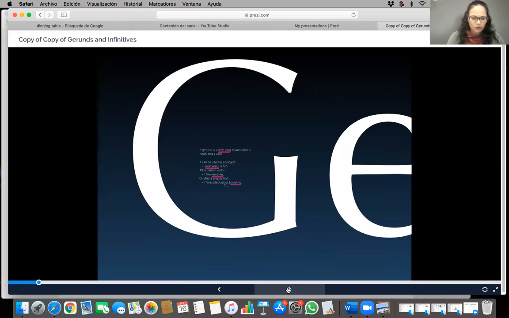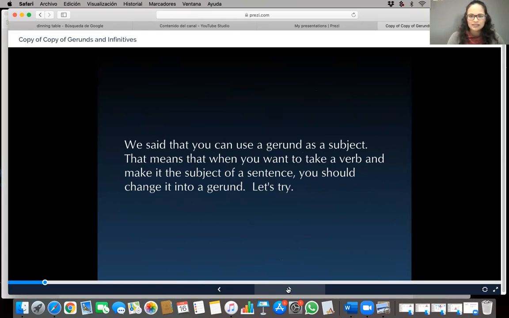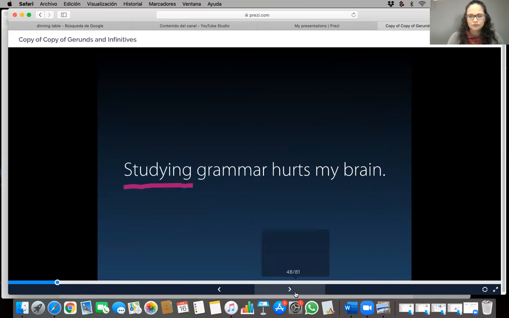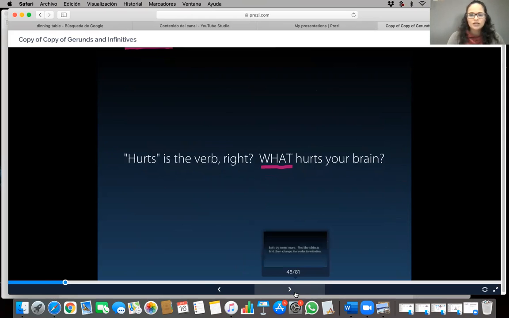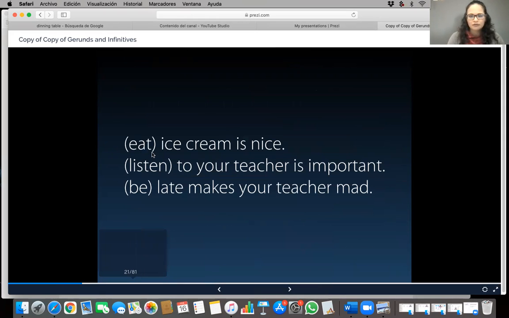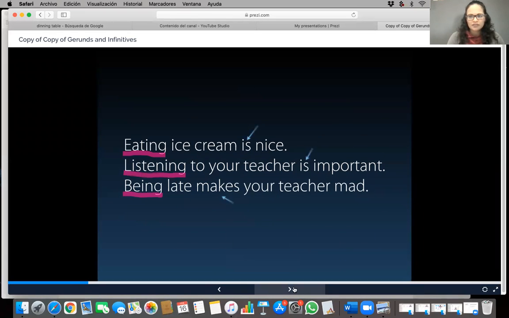And like I said, if you go on throughout the presentation, you can see many examples. See, gerund as a subject is going to give you examples of gerund as a subject. And then it's going to ask you to work on some examples of your own. Okay, see, use gerund as a subject, easy. Eating ice cream is nice. Listening to your teacher is important. Being late makes your teacher mad. Okay, and so you have this. So I invite you to go through the rest of the presentation. Okay, hopefully we'll have class tomorrow, and then we can eliminate all of the possible doubts.